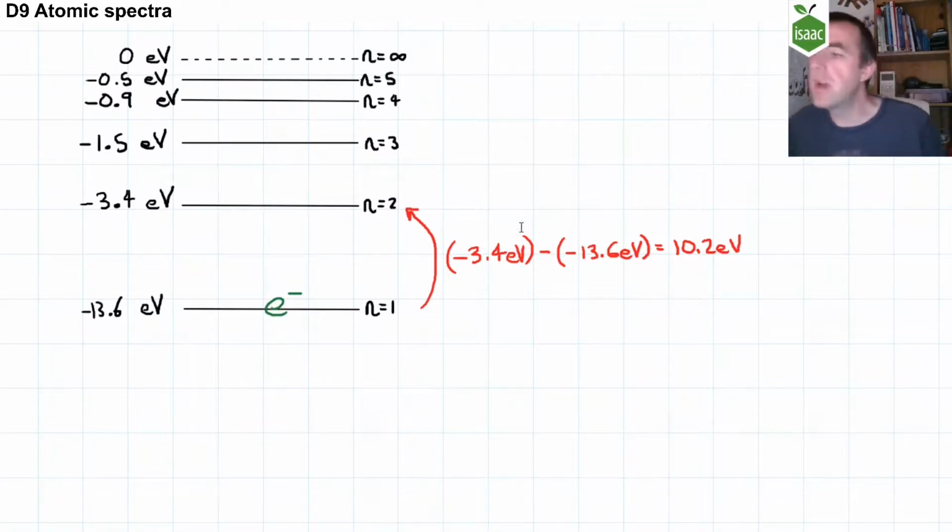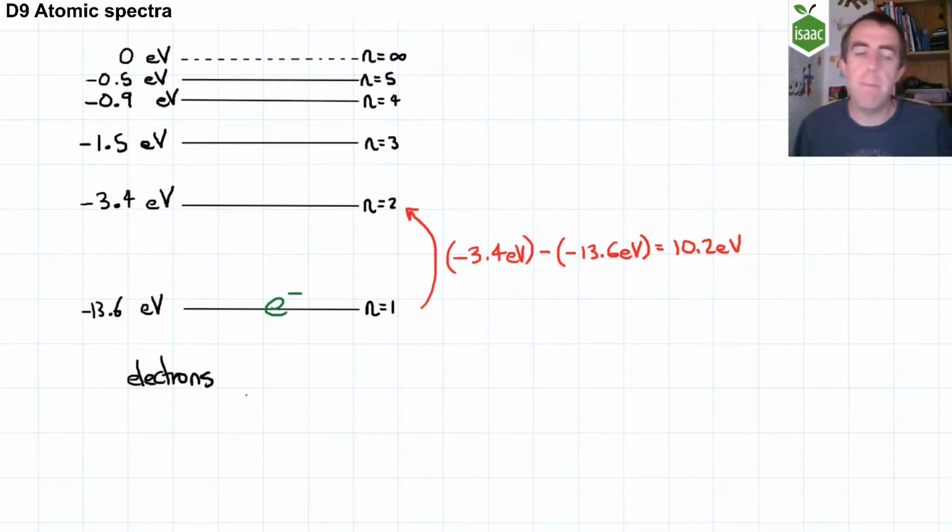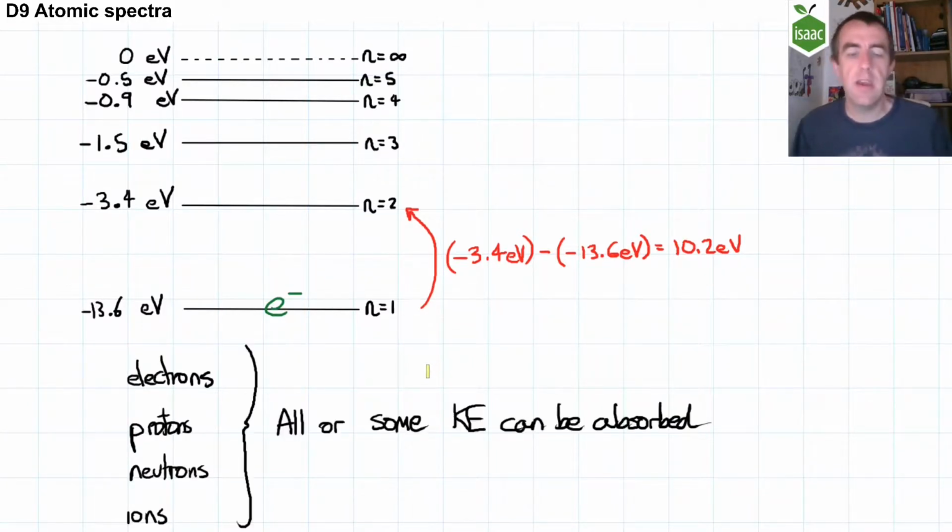But that's not the only way to excite an atom. The electron can be given energy by absorbing kinetic energy from a particle which bombards the atom. Particles that can bombard the atom include electrons, protons, neutrons, or even atoms and ions, muons. Well, pick a particle. And in these cases, basically anything other than a photon, then either all or some of the kinetic energy of that bombarding particle can be absorbed by the electron that's in the atom.